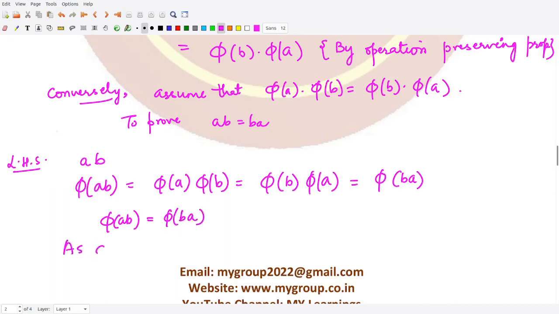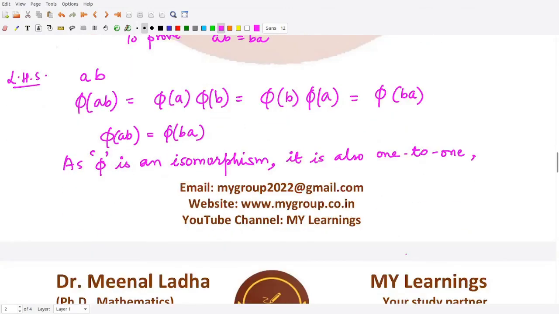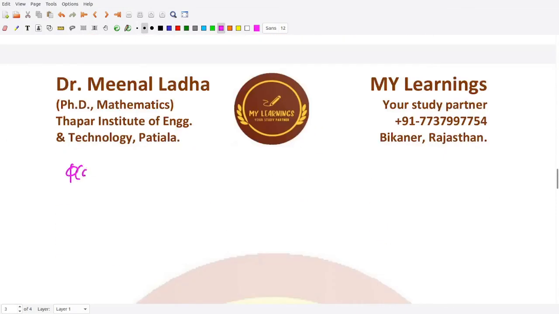Now as this phi is an isomorphism, this is known to us. Because we wanted to prove that AB is equal to BA, we will be using this, phi of AB is equal to phi of BA. So it is also one to one. If it is one to one, what does it mean? It means that phi of AB is equal to phi of BA would imply that AB is equal to BA, and this is what we wanted to prove here.